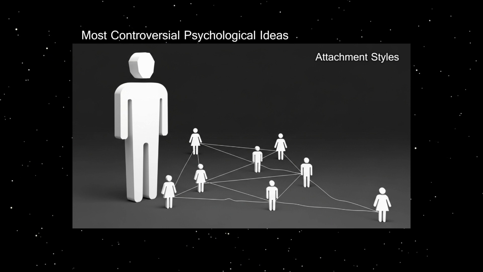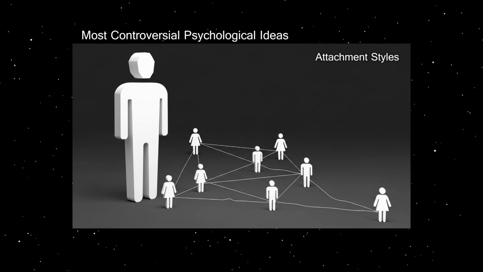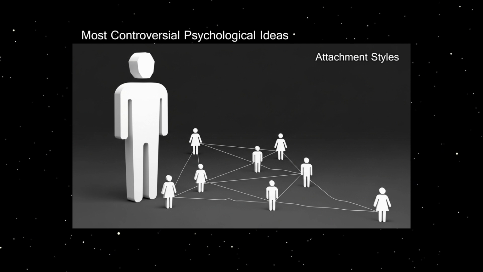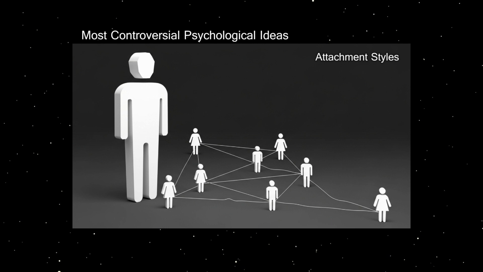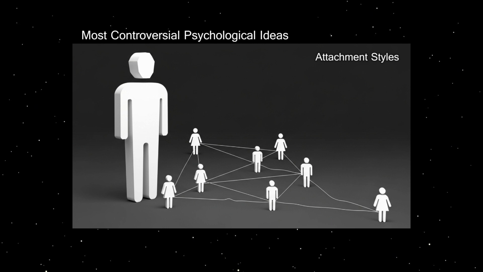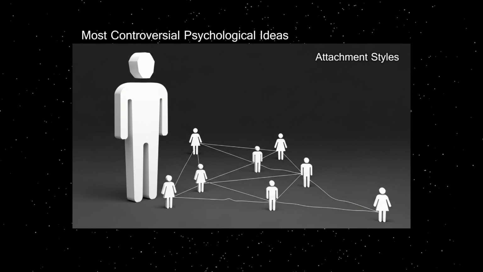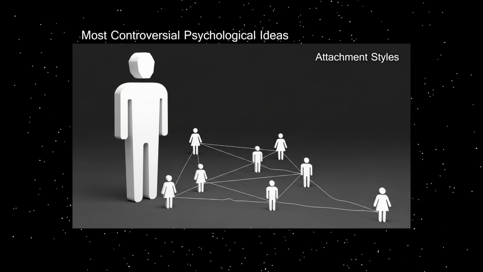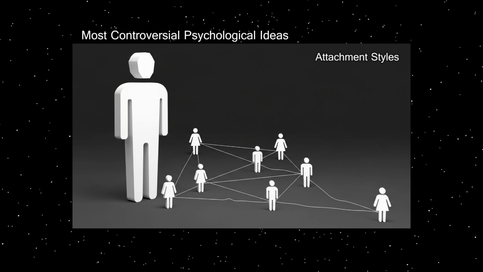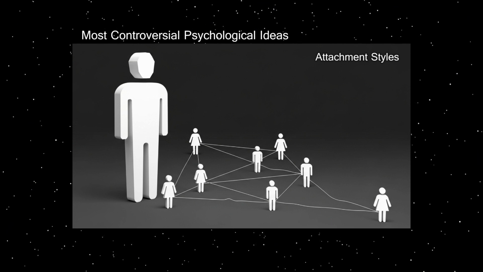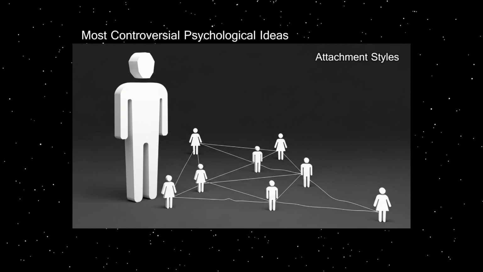What is considered secure or independent in one culture might be seen as avoidant or enmeshed in another, complicating the universal application of Western attachment models. Scientific concerns also arise around the methods used to assess adult attachment, which often rely on self-report questionnaires or interviews subject to bias, interpretation, and contextual influence.